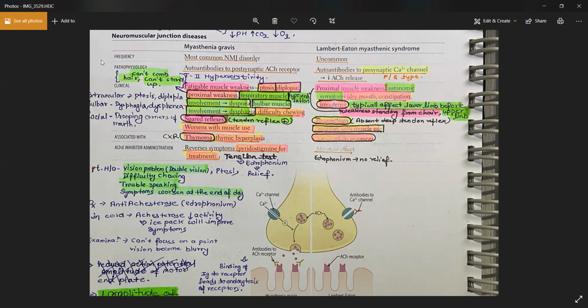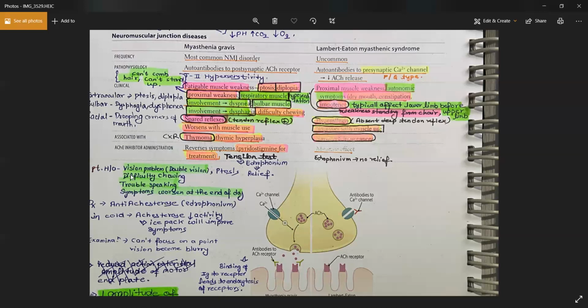A proximal muscle weakness. Myasthenia gravis is mainly associated with thymoma. So you always need to do the chest X-ray of the patient to make sure that the patient is not having any thymoma. Or sometimes the patient can also have thymic hyperplasia.